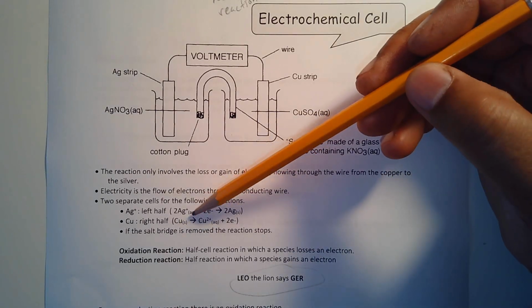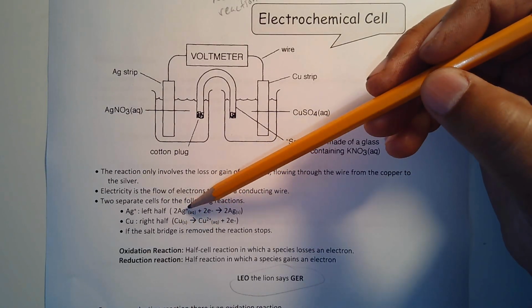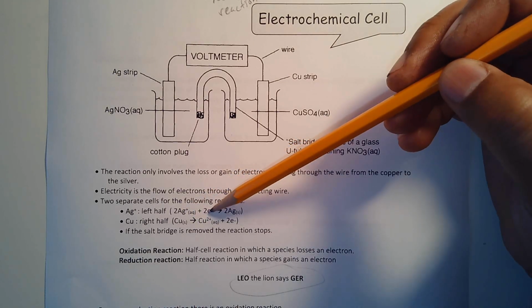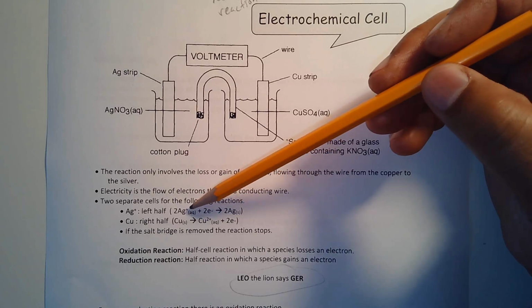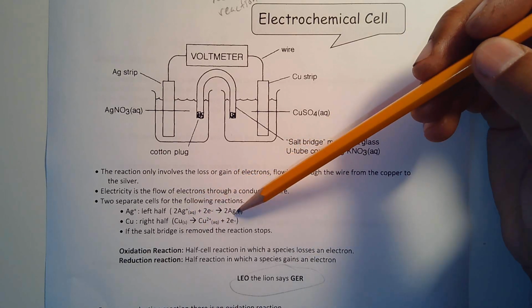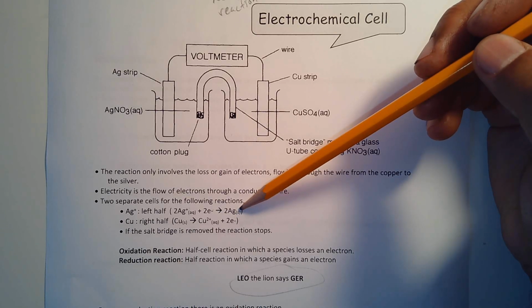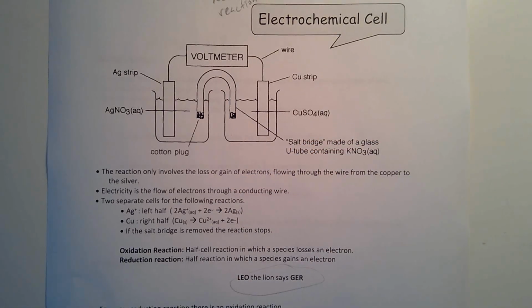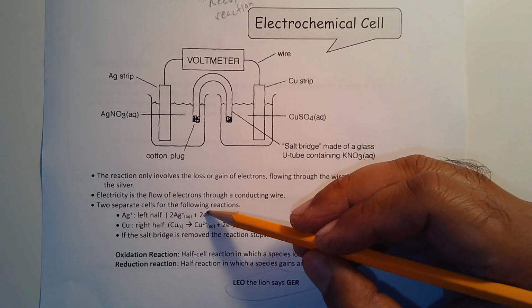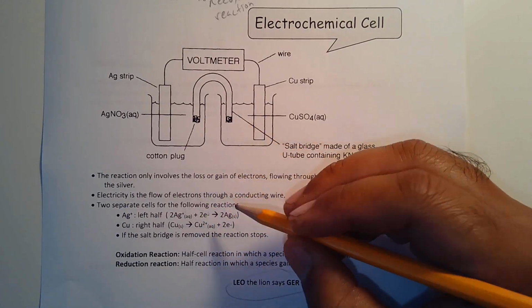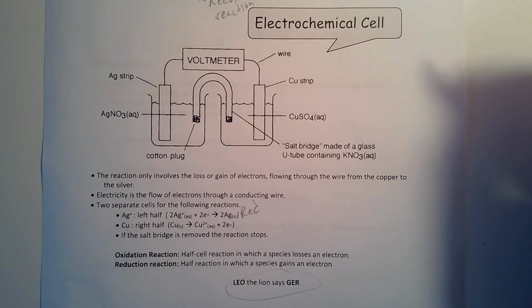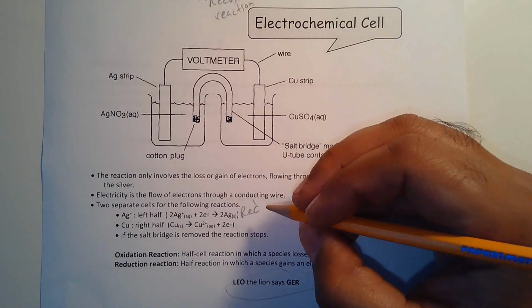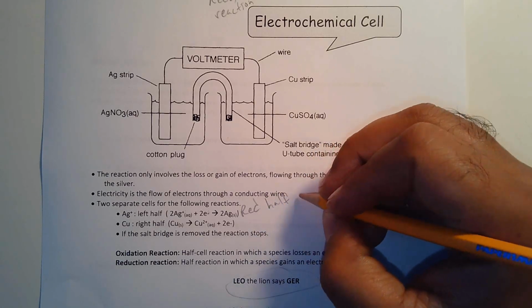Let's look at what's going on with the silver. You've got 2 Ag+, silver ions. You're adding 2 electrons, and by adding 2 electrons, you lose the positive charge. So here you've got silver metal, which has a 0 charge. This would be an example of a gain in electrons. You're gaining 2 electrons, so this would be an example of a reduction. We would call that a reduction half reaction because it's not a full reaction.